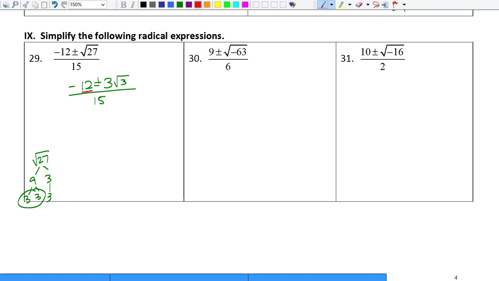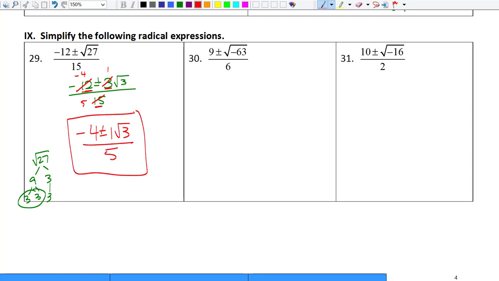At this point, I'm going to look at all of the coefficients on the outside, the negative 12, the 3, and the 15. Each of those coefficients can be reduced by a factor of 3. So I'm going to divide each by 3. So negative 12 divided by 3 is negative 4, 3 divided by 3 is 1, and then 15 divided by 3 is 5. So that gets me negative 4 plus or minus 1 square root of 3 over 5.